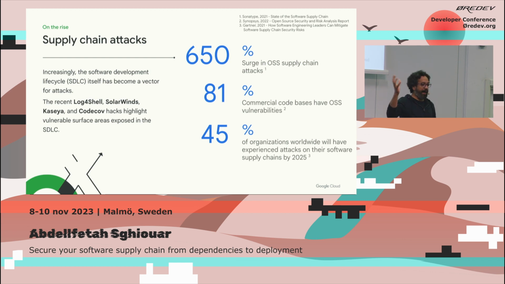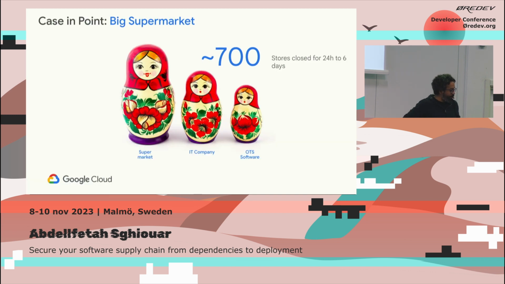I'm going to talk about one that happened closer to home without mentioning names. But yes, those attacks are happening more and more. The one that happened here, I'm not going to mention the names, but I think you're probably going to figure out which one it is. It's a big supermarket chain in Sweden. They were under attack last year. They had to close 700 of their stores anywhere between 1 day to 6 days.